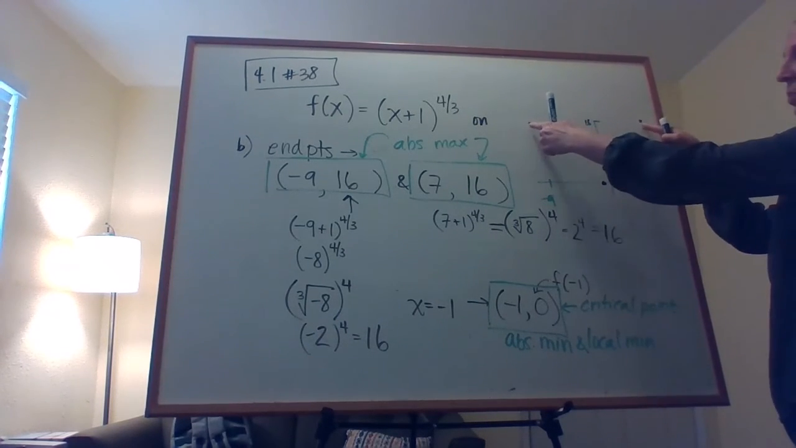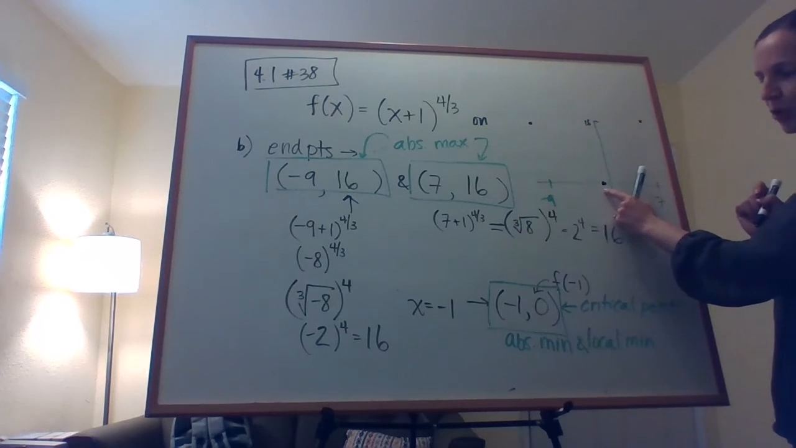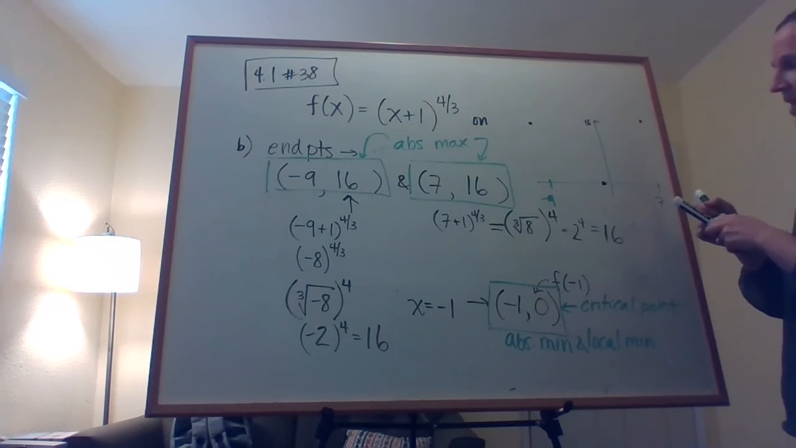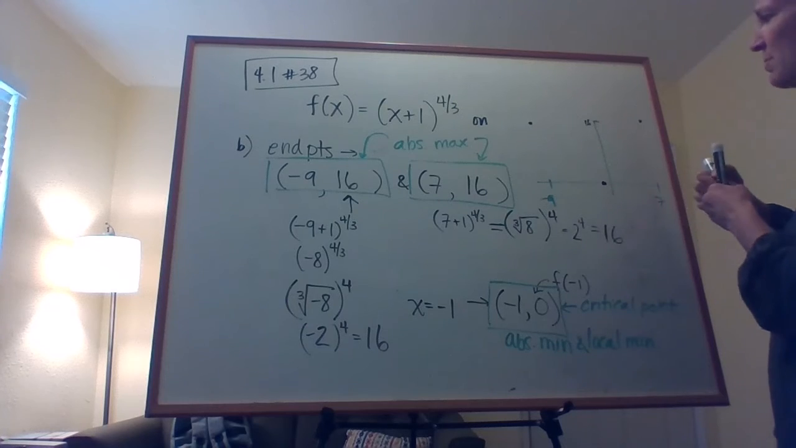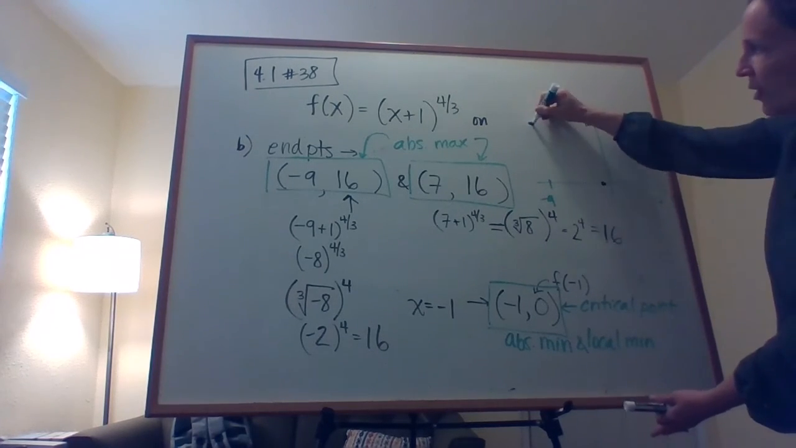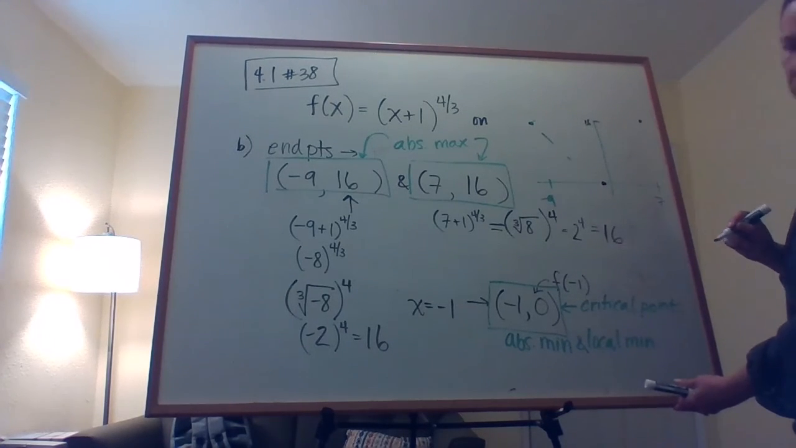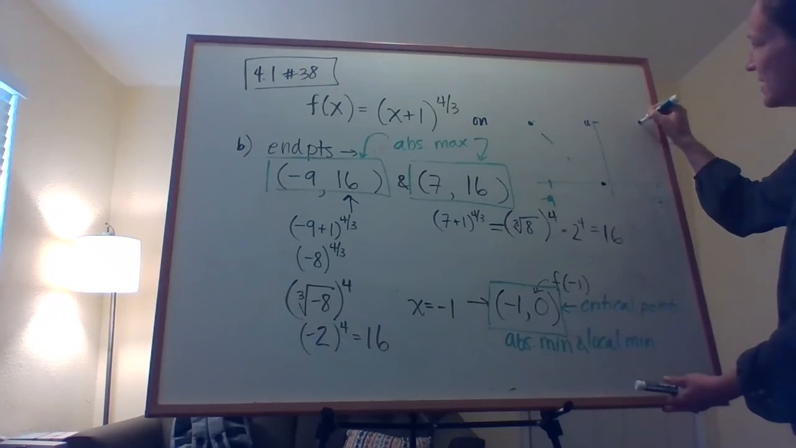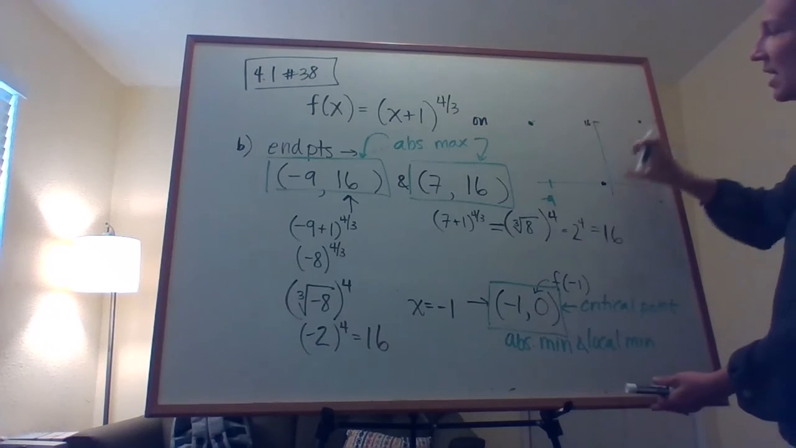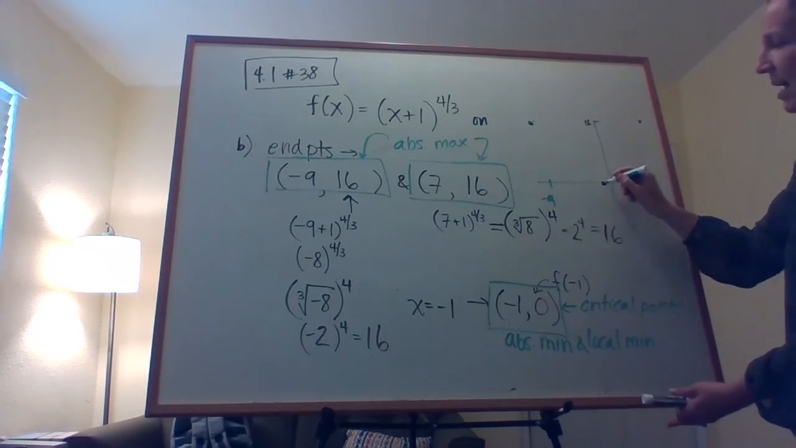So here are my 2 endpoints. They're going to be my absolute max. And then here's my critical point, which is going to be my absolute min and also my local min. I don't know a lot yet about this shape, but I do know that somehow it goes from these highs up here down to those lows. Even if I don't connect it, because it's not a parabola, I know it's tempting to want to connect it as a parabola, I can see those are my two highest points, and then my lowest point.